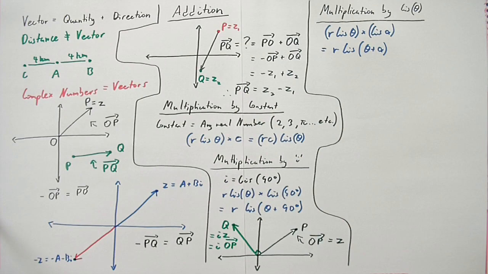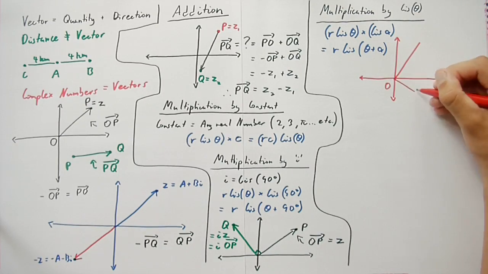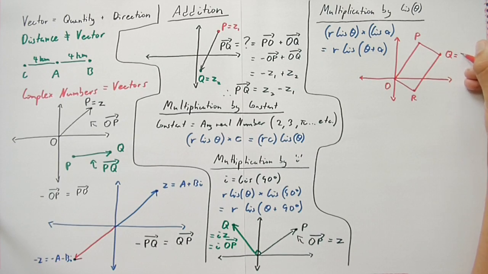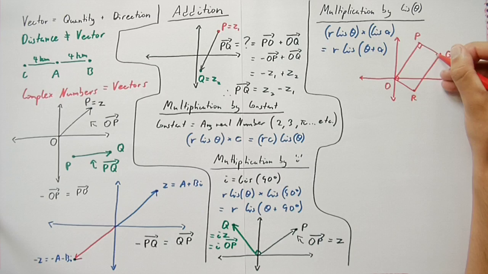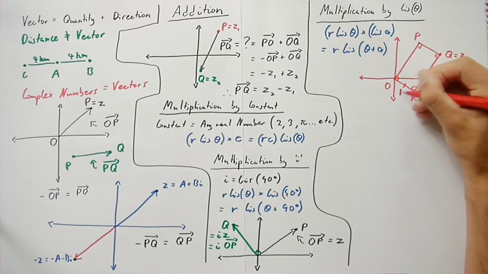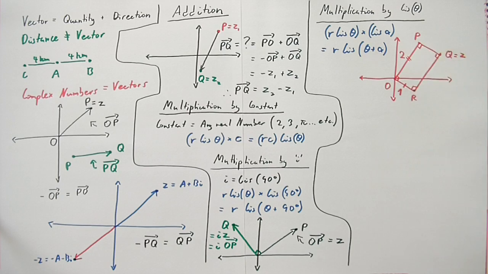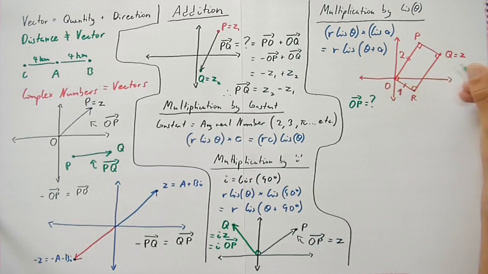Right, so that's all the theory. Now let's apply it to some actual problems. Imagine we have a rectangle in our complex plane called OPQR. Now let's call this point Q the complex number Z in our plane, and we'll also add the condition that the longer side of the rectangle OP is double the length of the shorter side OR. Okay, so here's the problem. What is OP in terms of Z?